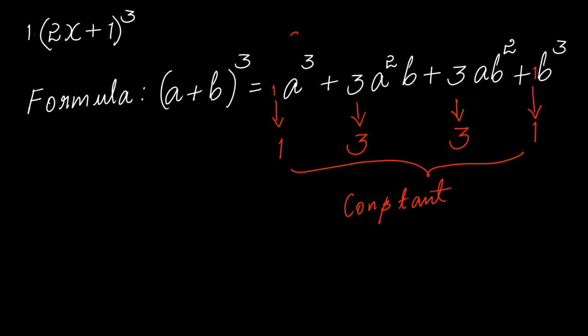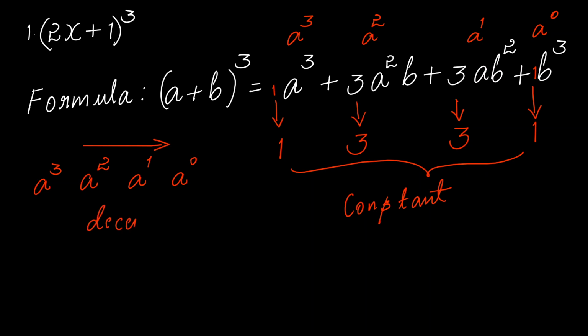Now look at the powers here. Here we have a to the power 3, a to the power 2, a to the power 1, and in the last term we don't have any a. That means we have a to the power 0. A to the power 0 means it's nothing, so we don't write a here. So if you see, the powers are in descending order: a to the power 3, a to the power 2, a to the power 1, a to the power 0. The numbers are decreasing from 3 to 0.